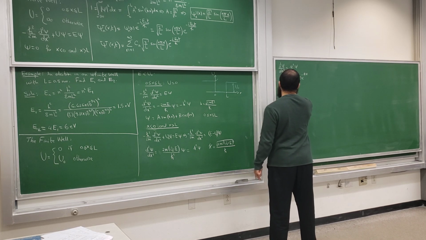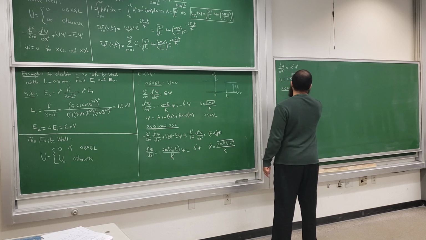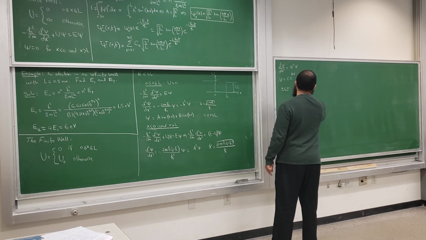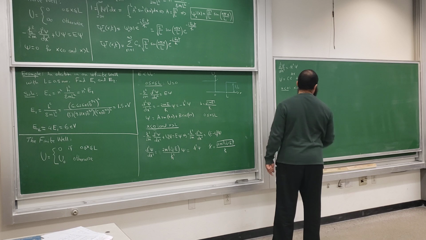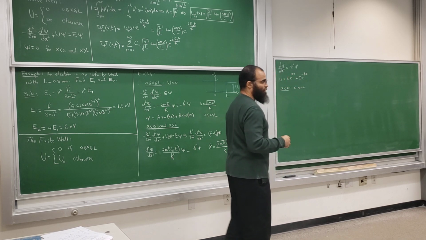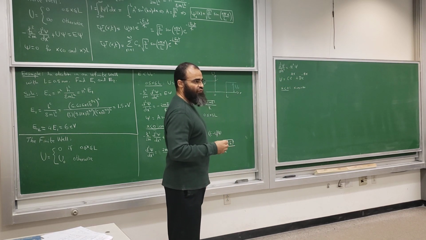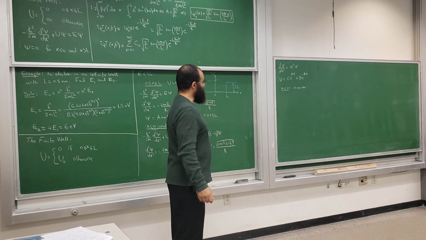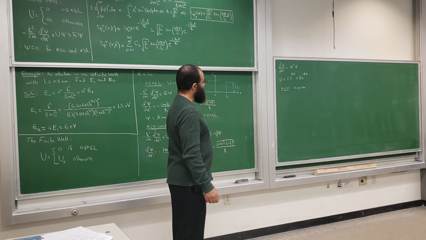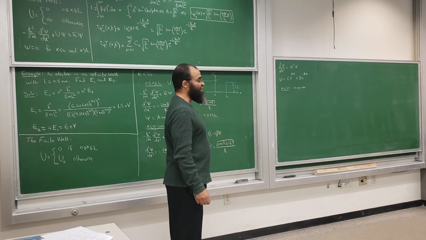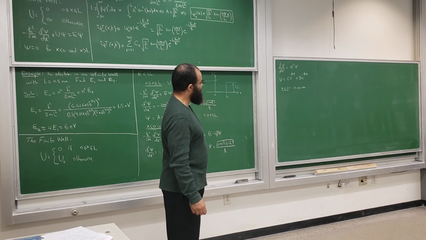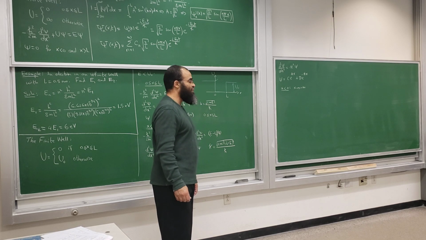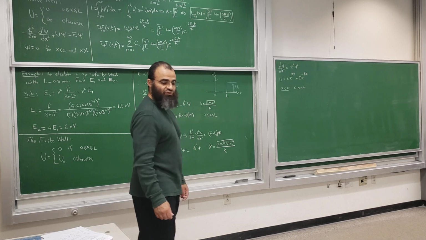For x less than 0, when x goes to minus infinity, remember, the wave function needs to go to 0 in order for it to be normalizable, in order for the integral to converge. What do I need from the wave function? What should the wave function be when x goes to minus infinity?